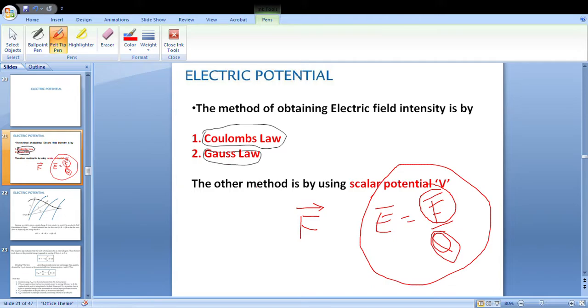When we discuss electric field intensity, we have seen various applications such as for a point charge, infinite line charge, infinite surface charge, right? And the same things were discussed in applications of Gauss law, right? So we can use both Coulomb's law and Gauss law for calculating the electric field intensity. Now in this topic, we'll be seeing how to calculate electric field intensity by using a scalar potential which is denoted by capital V. Where V is nothing but electric potential, right?